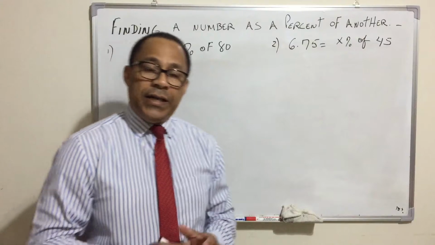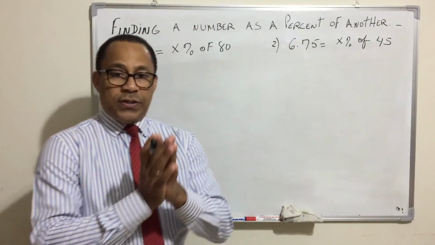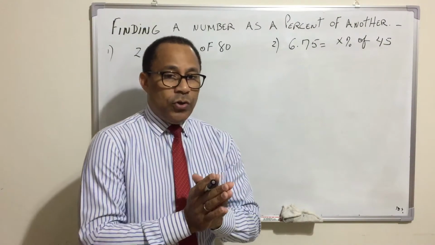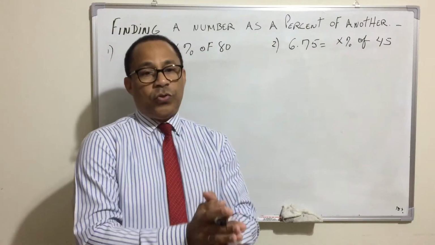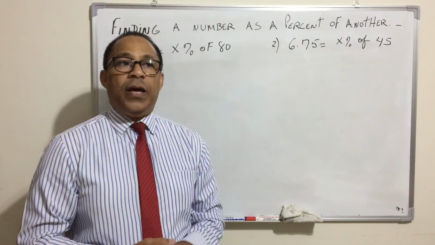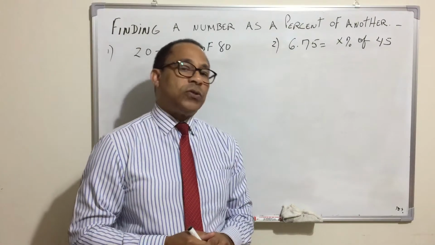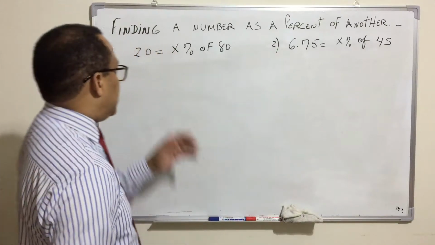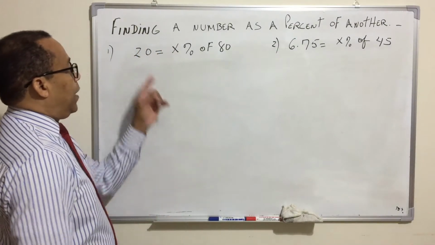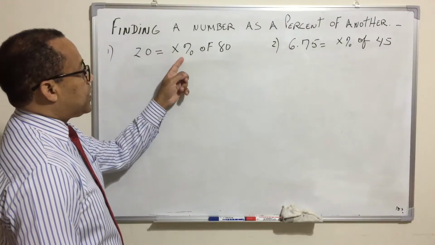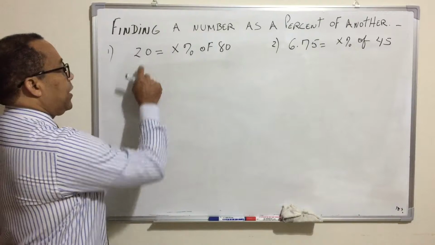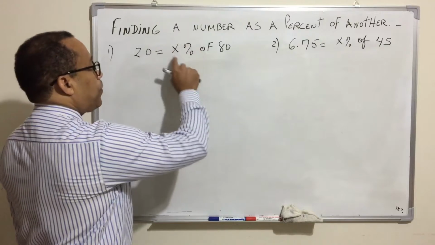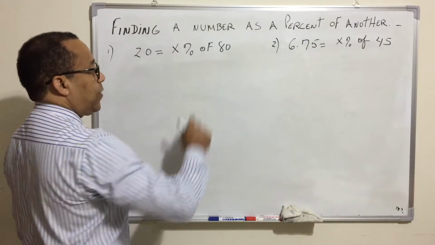Example. Let's say you are making $80 a week, and your boss tells you, I'm going to give you $20 a week in addition to the $80 that you're making. And you say, okay, but I want to know what percent is that of my salary. This is the exercise. 20 is what percent of your salary. 20 is the additional money that you're going to be making every week. You want to know what percent of your salary.